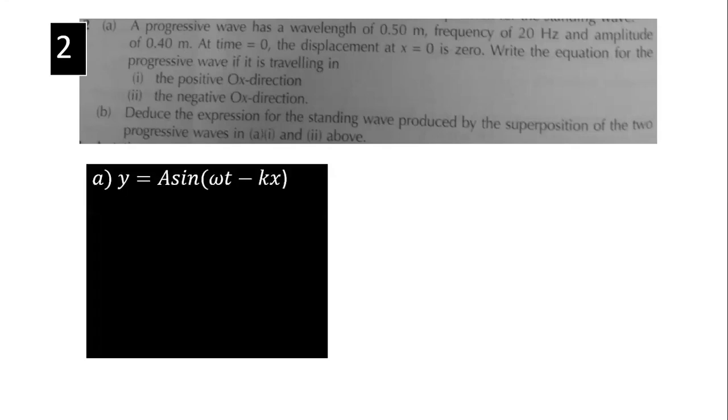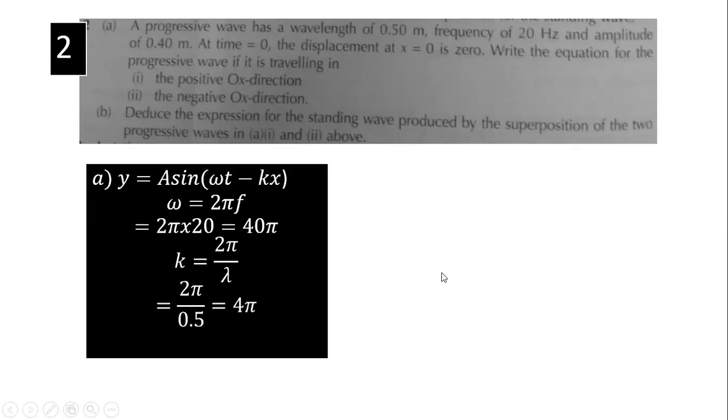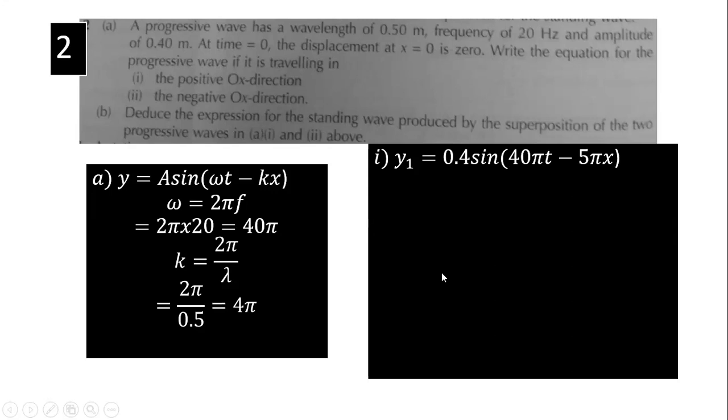Okay, know the general equation. This is traveling in the positive x direction, where you get a negative sign there. Calculate your omega. Frequency is given: 2 pi times 20. And calculate your k. That k is 2 pi over lambda. That's your wavelength. Put in your value and calculate it out. Then put in your amplitude. That's the first part there. And for number 2, you just put a positive sign, that's all.